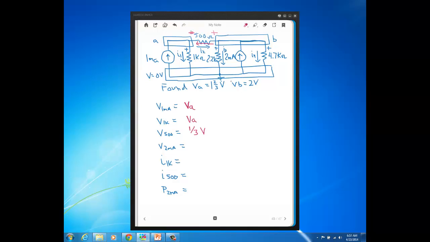Okay, the voltage across the 2 milliamp current source over here, well, that's just going to be equal to VB. That's going to be 2 volts.